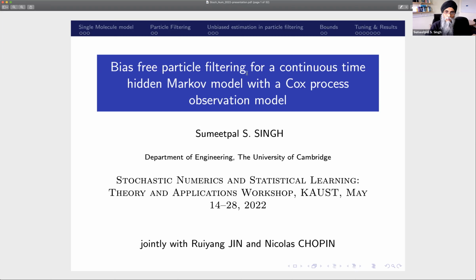the title of my talk today is about bias-free particle filtering, and I'm going to deal with estimation of hidden Markov models. In particular, the hidden Markov model has a continuous state and observation process. And the observation process is a type of process that is known as a Cox process. Essentially, the state is modulating a Poisson point process on the real line, and we are getting observations that are triggered by the arrival of observations from this Poisson point process. This is joint work with my PhD student Ruyang Jin, and also collaborator Nicholas Chopin.